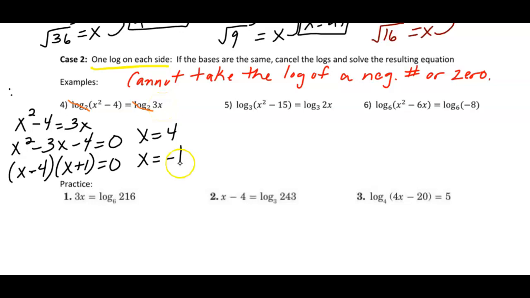Negative 1, if you put a negative 1 in, negative 1 squared is positive 1. Positive 1 minus 4 is going to give me a negative 3. And also if you plug it in over here, 3 times negative 1 gives you a negative 3. So negative 1 is an extraneous solution. So we're going to cross that one off because that's an extraneous solution. So you always want to go back and check.